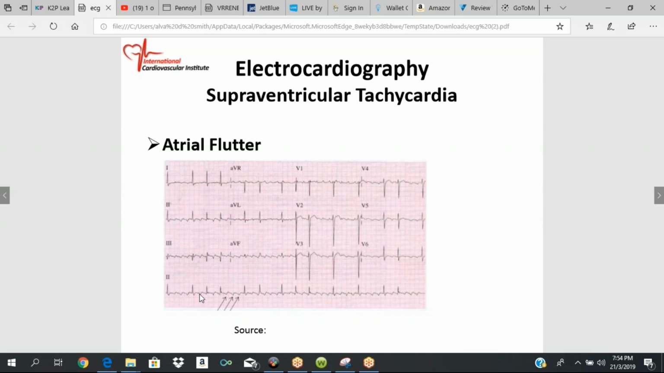So this is what we call the negative sawtooth pattern. You can see the P waves in lead 2 are negative. They're below the baseline. That's why we said they are negative. And you can see that the separation of the P waves is one big block. So the atrial rate here is 300 beats per minute.